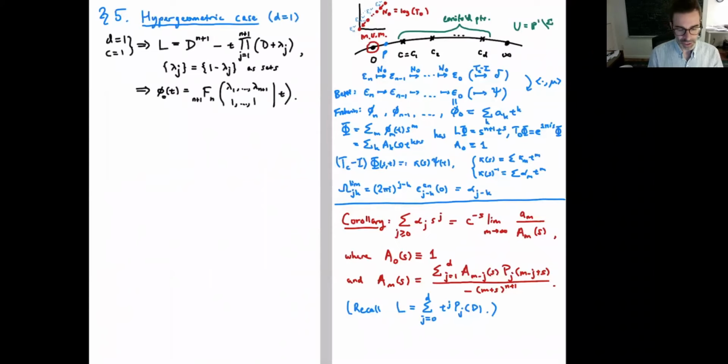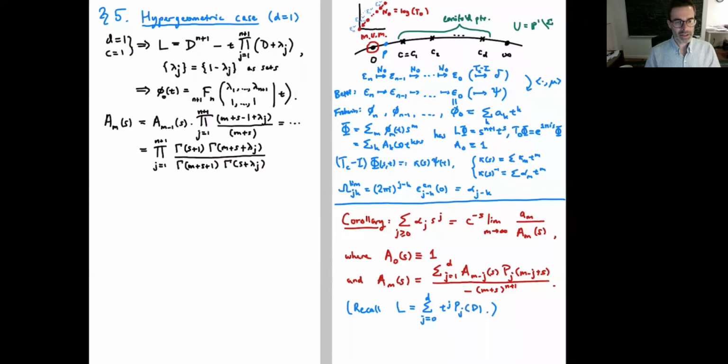So we start off with an operator of this form, standard hypergeometric form. Then phi_0, the 0th Betti or Frobenius period, will be this hypergeometric function. I am assuming that the conifold point is at 1 for simplicity. And then our recursion tells us that A_M of S is A_(M-1) times this product. Assembling the whole recursion, we get this product of quotients of gamma factors.